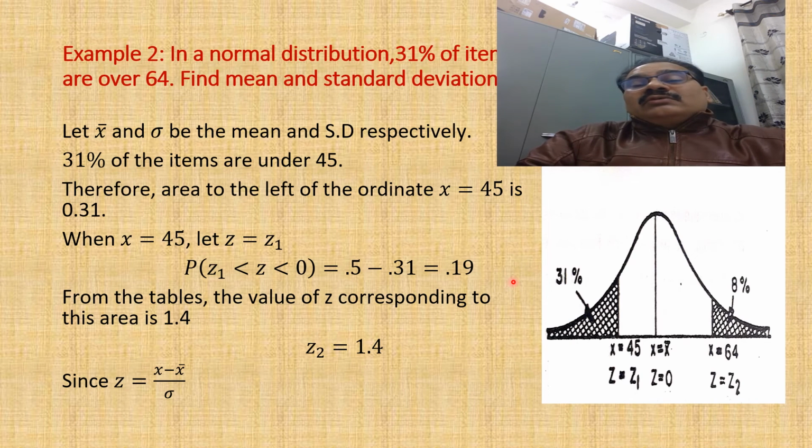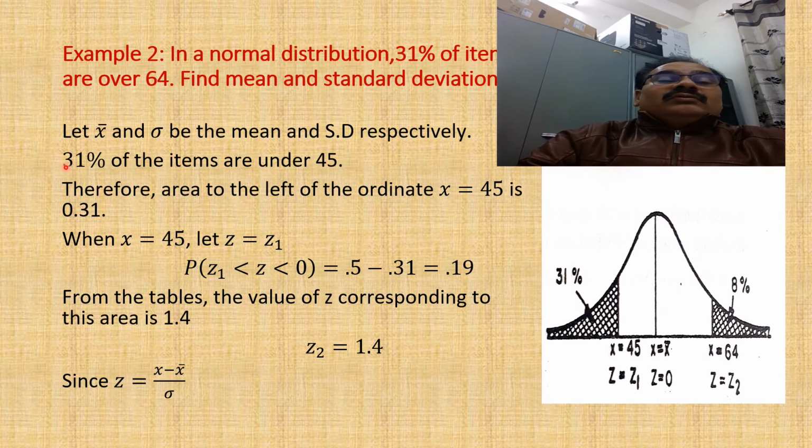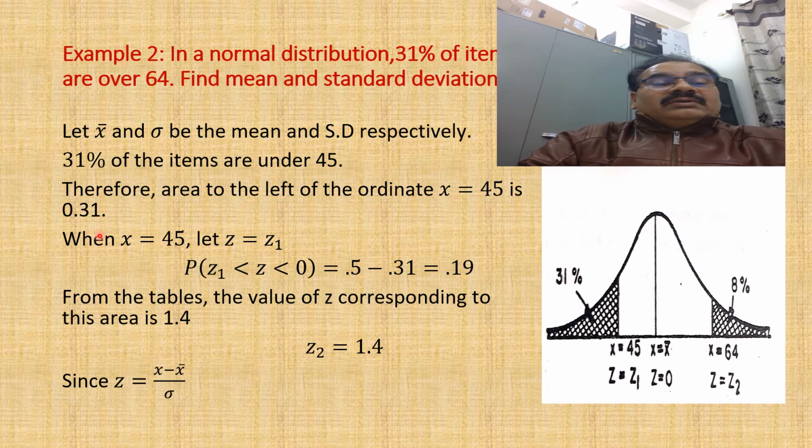Now, similarly, you can look at a different problem. In a normal distribution, 31% of items are under 45, and 8% are over 64. Find mean and standard deviation of the distribution. So you can assume that x bar and sigma are the mean and standard deviation respectively. Then 31% of the items are under 45. It means you may write the probability for x less than 45 is 0.31.